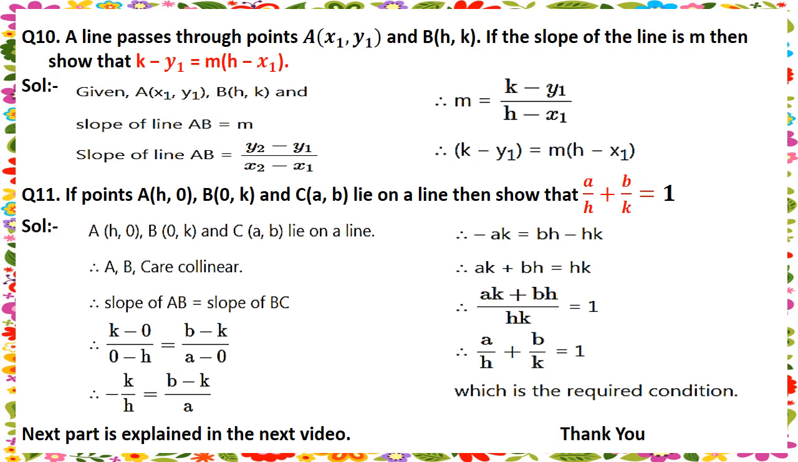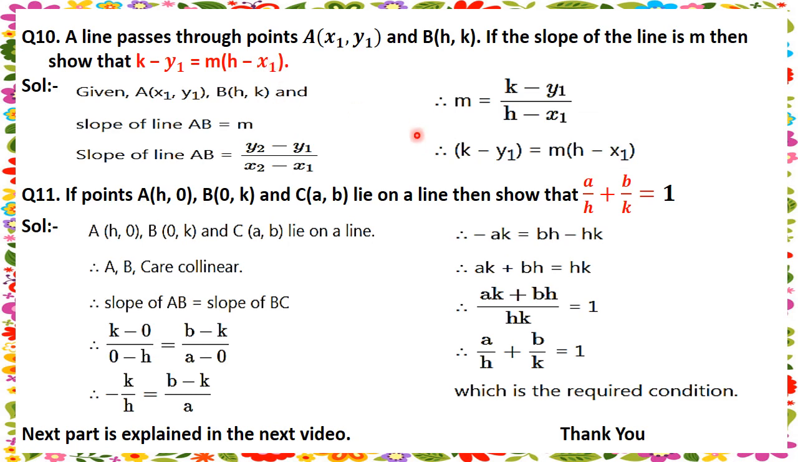Question number 10. A line passes through points A(x1, y1) and B(h, k). If the slope of the line is m, then show that k minus y1 is equal to m into (h - x1). So we use the formula (y2 - y1)/(x2 - x1) here, and the slope is given as m. So m is equal to (k - y1)/(h - x1), that is, k minus y1 is equal to m into (h - x1). We got the relation directly.